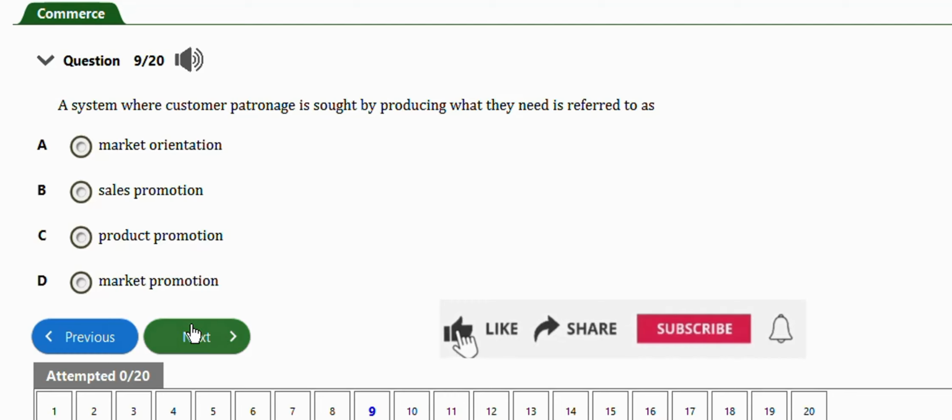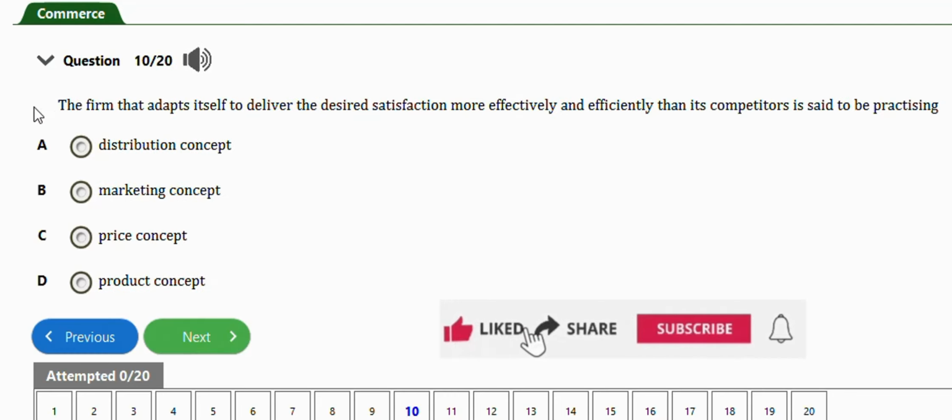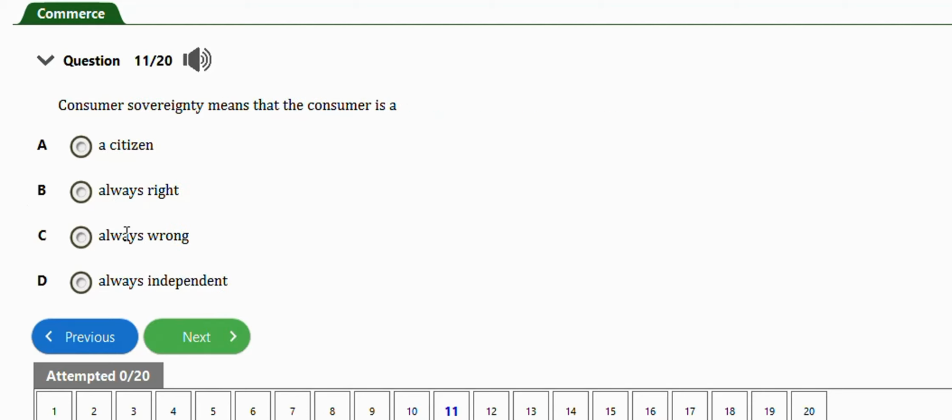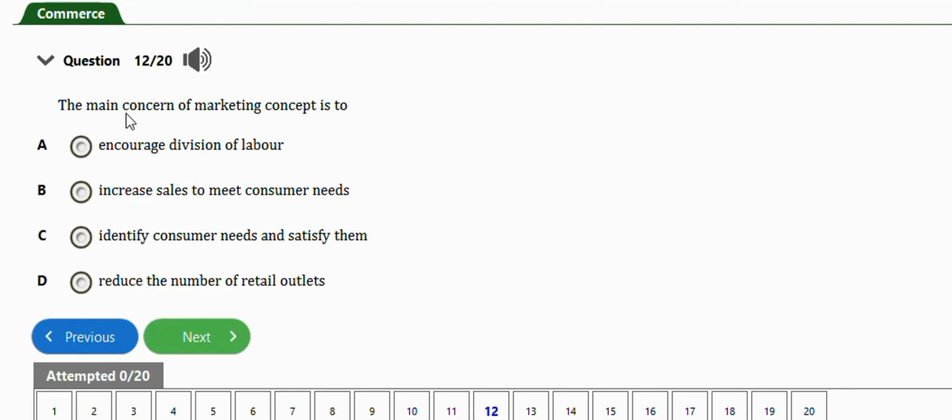Okay, next question. It says the firm that adapts itself to deliver the desired satisfaction more effectively and efficiently than its competitors is said to be practicing marketing concept, option B. Repeated question. Next one, it says consumer sovereignty means that the consumer is always right, option B. Next question, the main concern of marketing concept is to identify consumer needs and satisfy them. Repeated question, option C.